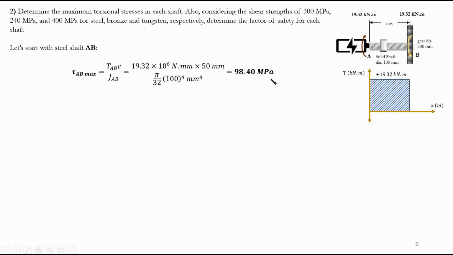Now I'm prepared to basically find my factor of safety. The shear strength given for steel is 300 megapascal. So I will say 300 megapascal. We know what factor of safety is. It's allowable divided by applied. So 300 megapascal divided by what we found gives 3.05, greater than 1, so it's okay.